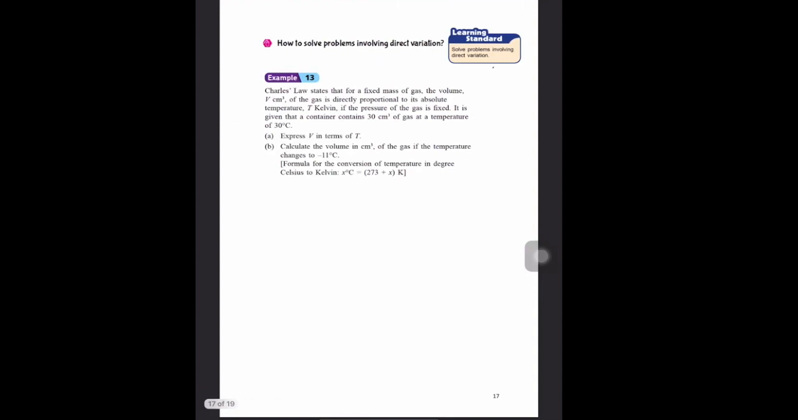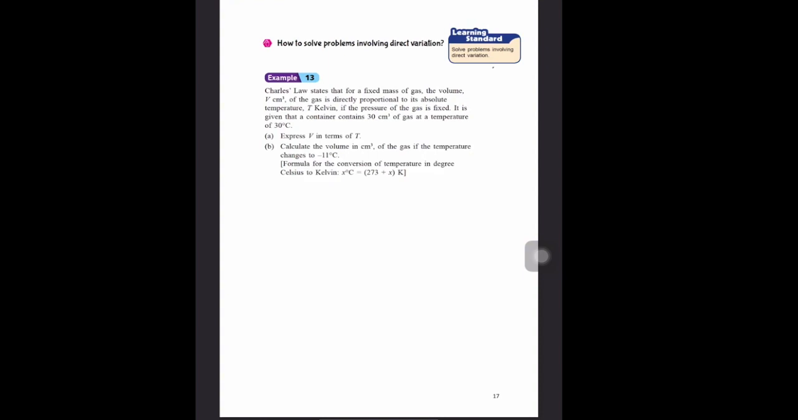Okay, we move to the next learning standard: solve problems involving direct variation. So look at example 3.